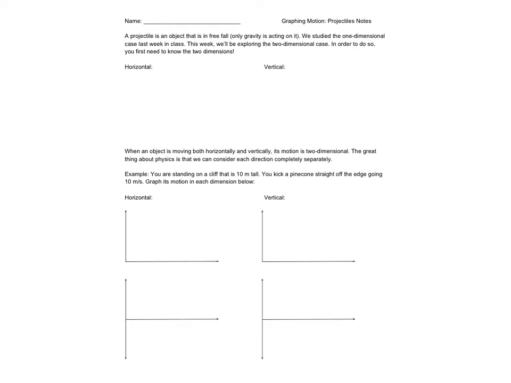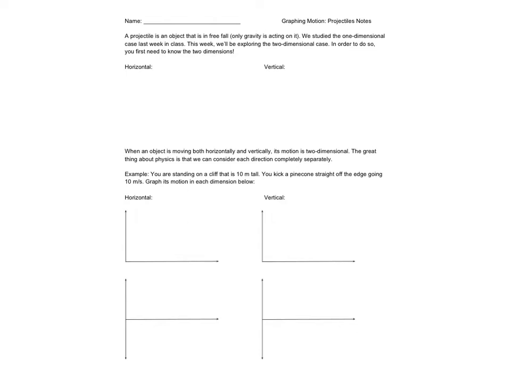Hey guys, today we're going to be looking at graphing motion, but this time we're going to be graphing motion with projectiles. And a projectile is any object that's in free fall, so only gravity is acting on it. There's no other forces, nothing else is touching it, it's just falling with gravity. And last week we did actually look at this in free fall.